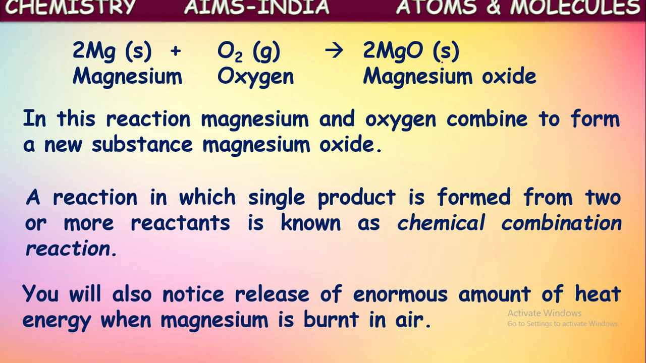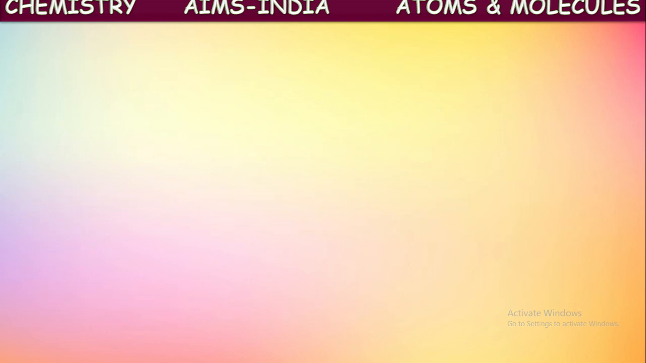We also notice the release of an enormous amount of heat energy when magnesium is burnt in air. Yes, not only magnesium oxide as a product, along with that an enormous amount of energy is also produced when magnesium burns in oxygen. We said that when magnesium burns in the presence of oxygen, it burns with a dazzling white flame. So a flame is produced when it is burning. Then it forms magnesium oxide. So heat energy is produced in this reaction.